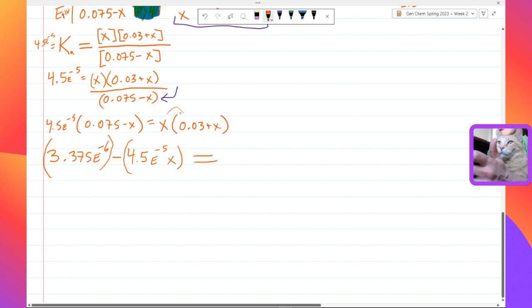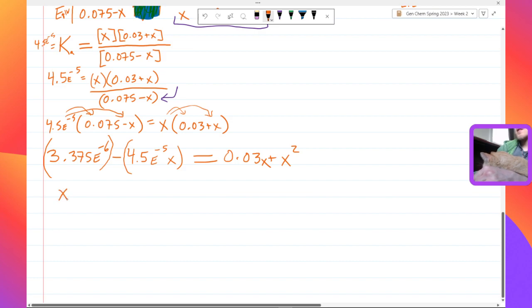Now we're just going to distribute the x through there as well. We just distributed that. Now we're going to distribute the x. We're going to get 0.03x plus x squared. Okay, so now I'm just going to clean this up. I know I'm going for a quadratic equation here. So I'm going to flip sides first off. I'm going to say that x squared plus 0.03x equals this whole deal right here, which I'm just going to not change for a sec.